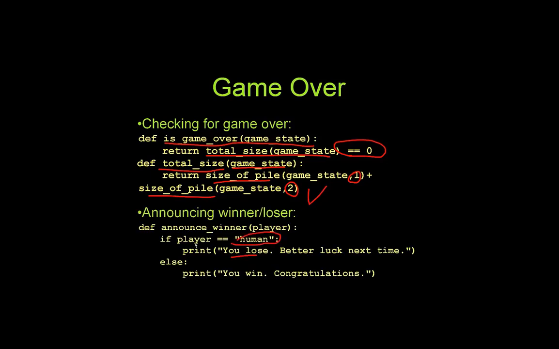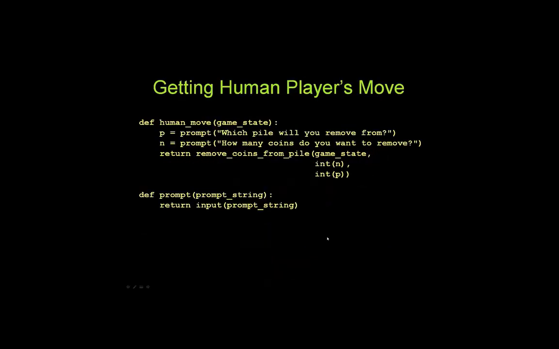If the player is human, that means when it comes to the player's turn, there are no more coins, then it means the computer took the last coin, so you lose. The player loses. On the other hand, if the player is a computer and there are no coins left, then the human has won, so you win. Now, how do you do a human move?